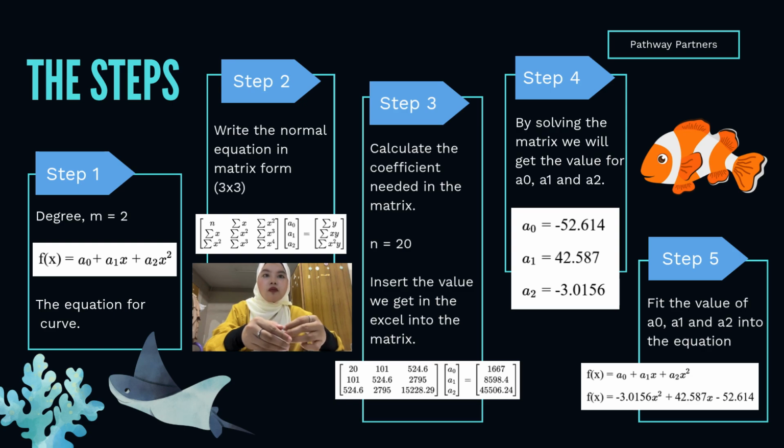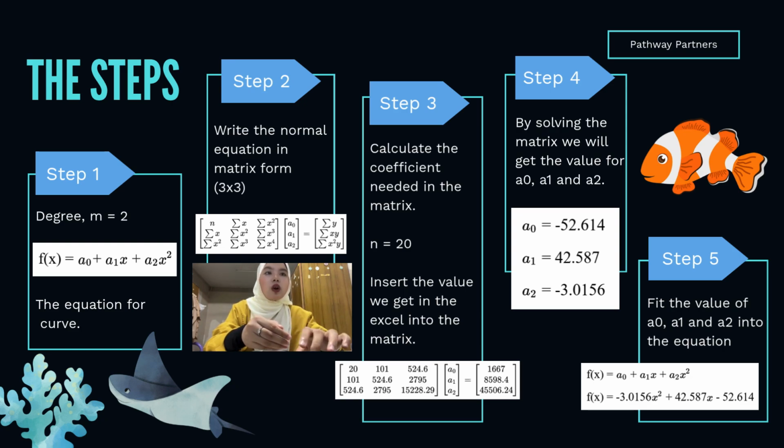15,228.29. For the value of summation of y is equal to 1,667, summation of xy equal to 8,598.4, and the last one, the value of the summation of x squared y equal to 55,506.24.